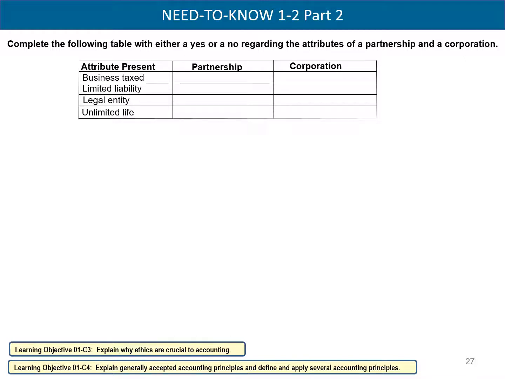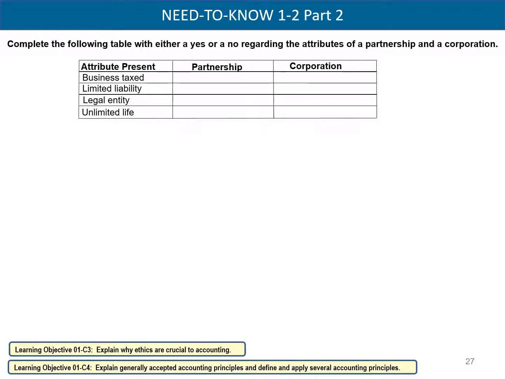Okay, we didn't spend a whole lot of time on this particular slide in the recorded lecture, but hopefully you've read through the book and you're able to answer this question anyway. So we'll briefly run through it. We're being asked to complete the following table with either a yes or a no regarding the attributes of a partnership and a corporation.